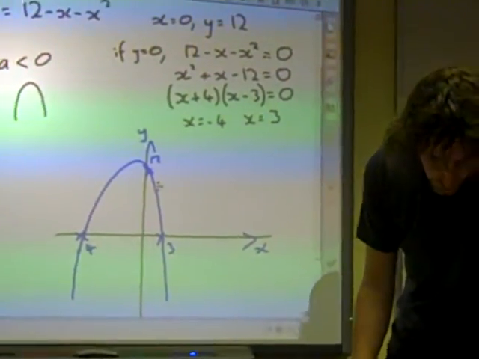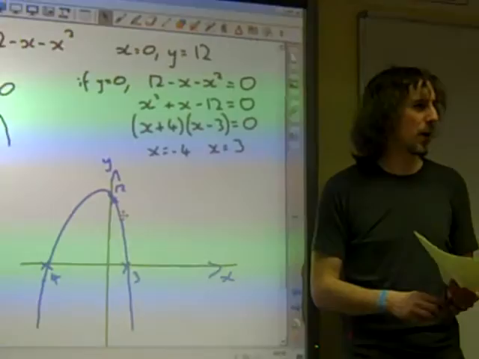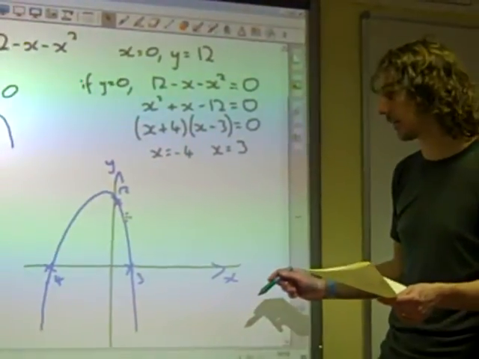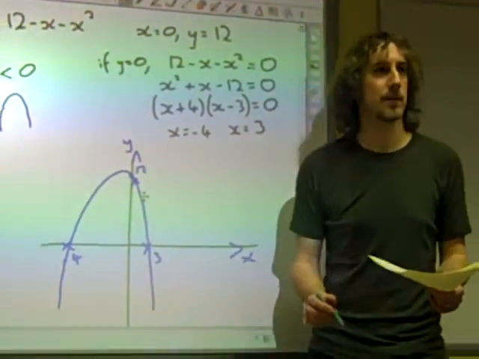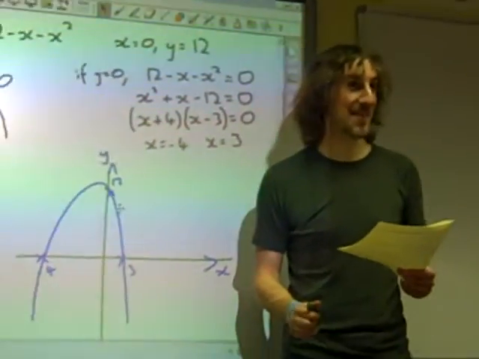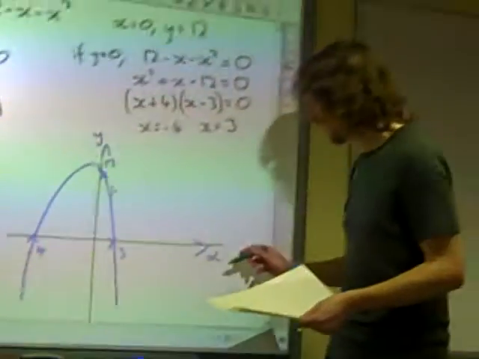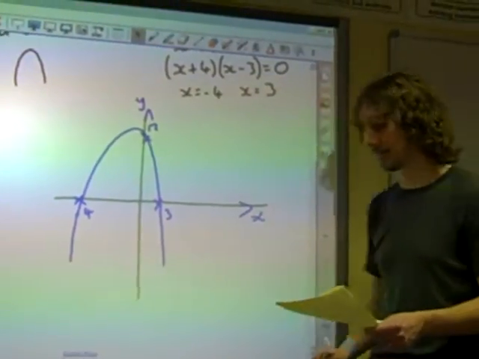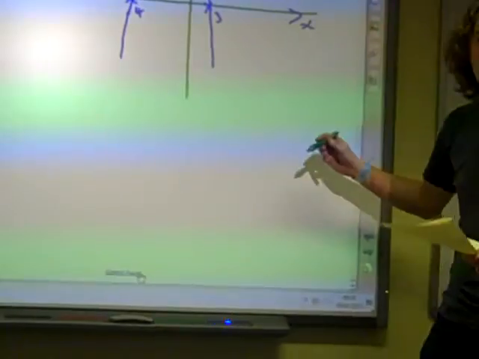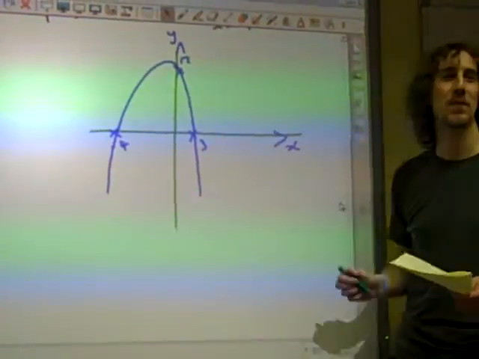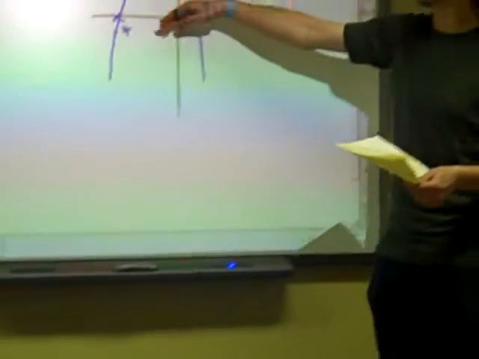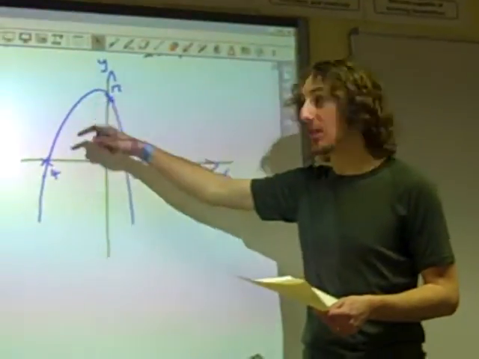Now, part 2 is quite nice because it follows directly on from this. It says solve the inequality 12 minus x minus x squared is greater than 0. So, when is the blue curve greater than 0? Well, when it's greater than 0, when it's above the axis, and it's there between those 2 points.